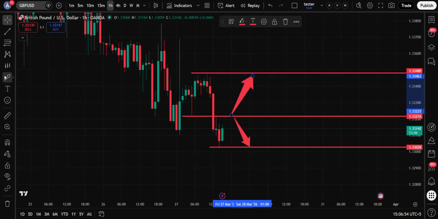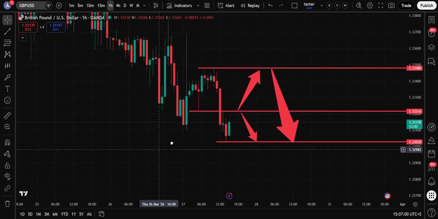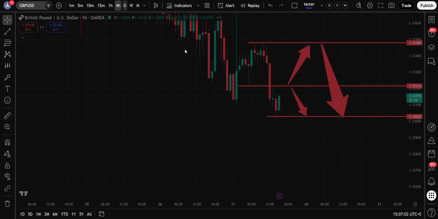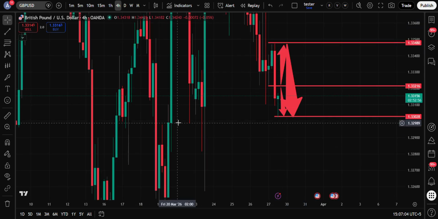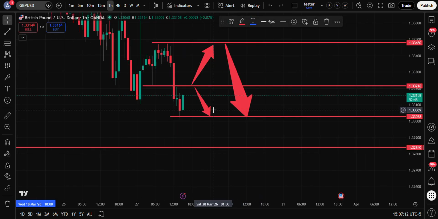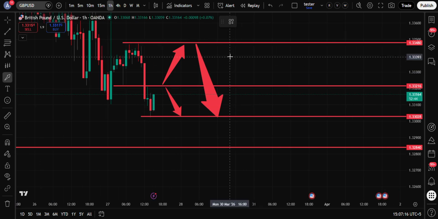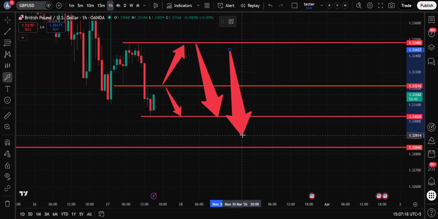Even after that, guys, I would just take this as a correction and sell this again. Guys, my second target would be right about this area, guys. 1.32840. Okay, guys.